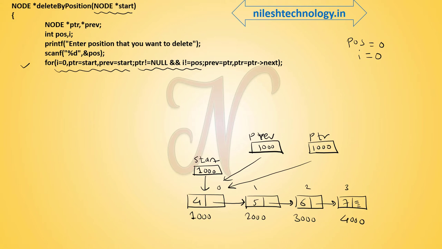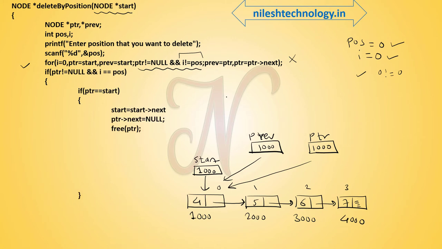The condition is true. And second, i is not equal to position. So i is 0 and position is 0. So 0 is not equal to 0 is false, because both are equal. So here we break this for loop. And on the next line, there is one if condition. See here, ptr is not equal to null, true, and i is equal to position. So here this condition matches and we go into the if.